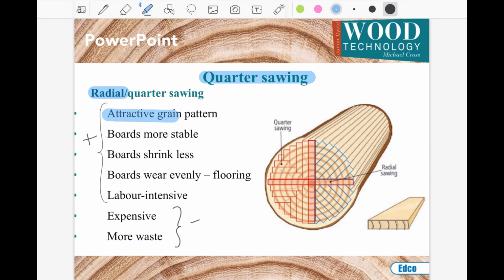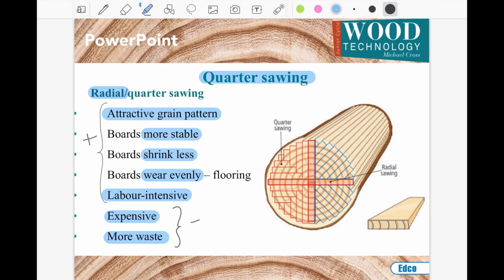Positives: attractive grain pattern, more stable boards, they shrink less, boards wearing evenly is important. Negatives: labor intensive, expensive and more waste, all important items there.